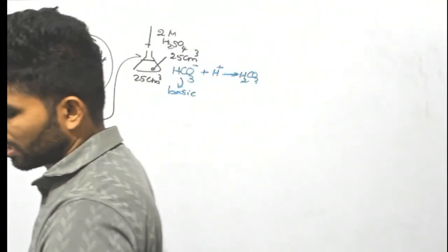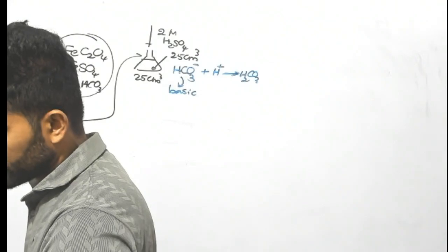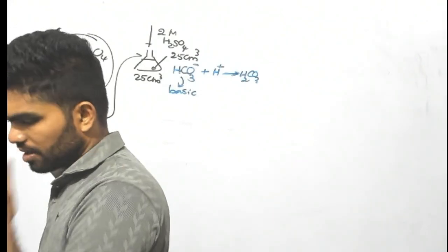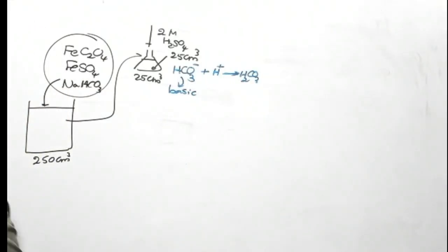Okay, after writing the equation, I'll show you the answers. In experiment 1, find the moles of H2SO4, then sodium bicarbonate will be twice that.